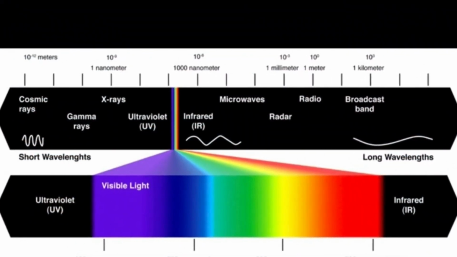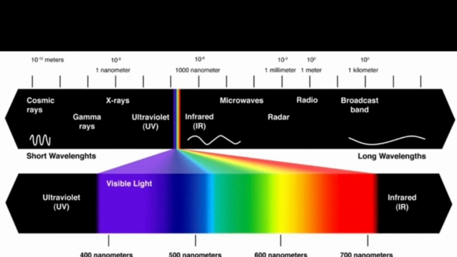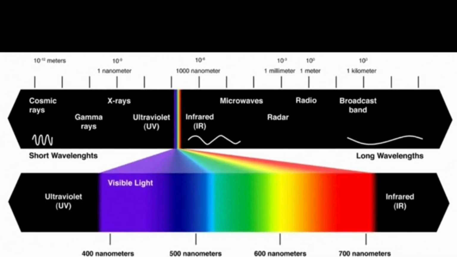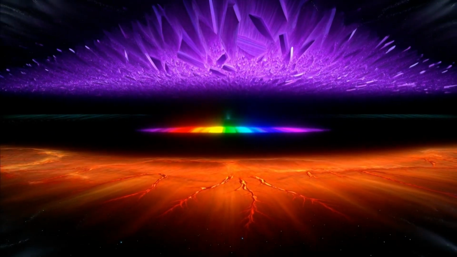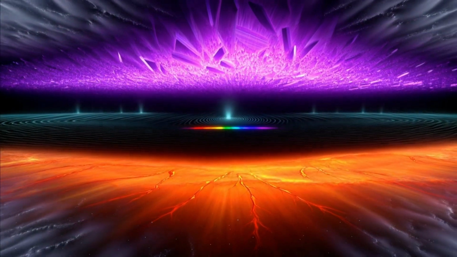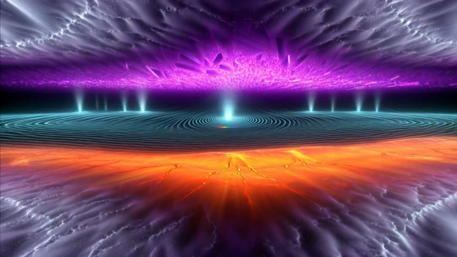Above the visible range lies ultraviolet. Below it lies infrared. Beyond those extend radio waves, microwaves, X-rays, gamma radiation, each occupying its own region of wavelength and energy. None of these are abstract ideas. They are measurable electromagnetic phenomena interacting with matter constantly, including you.